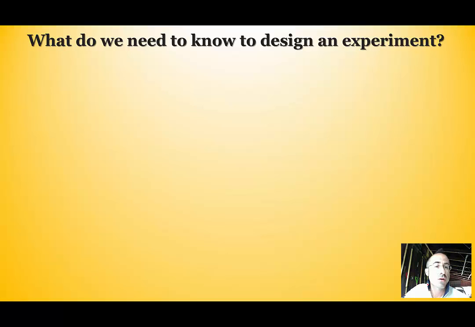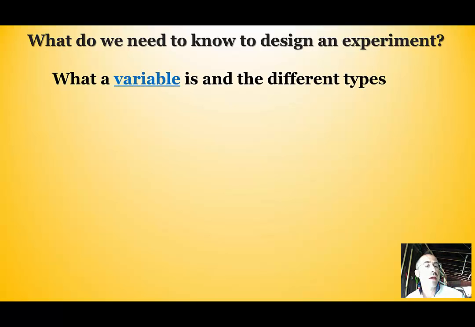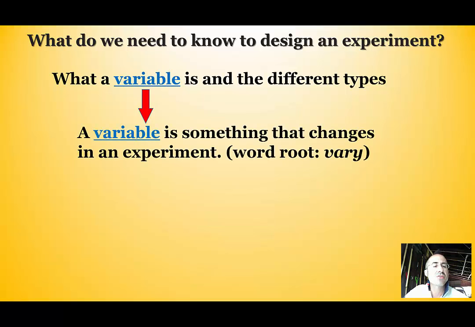Okay, so first thing we need to know is what's a variable, and what are the different types of variables that we are going to need to know in this endeavor. All right. So a variable, first of all, is something that changes in an experiment. If you look at the word root, it is vary. Well, to vary means to change or to alter over the course of something's existence. So a variable is something that's going to change in our experiment.